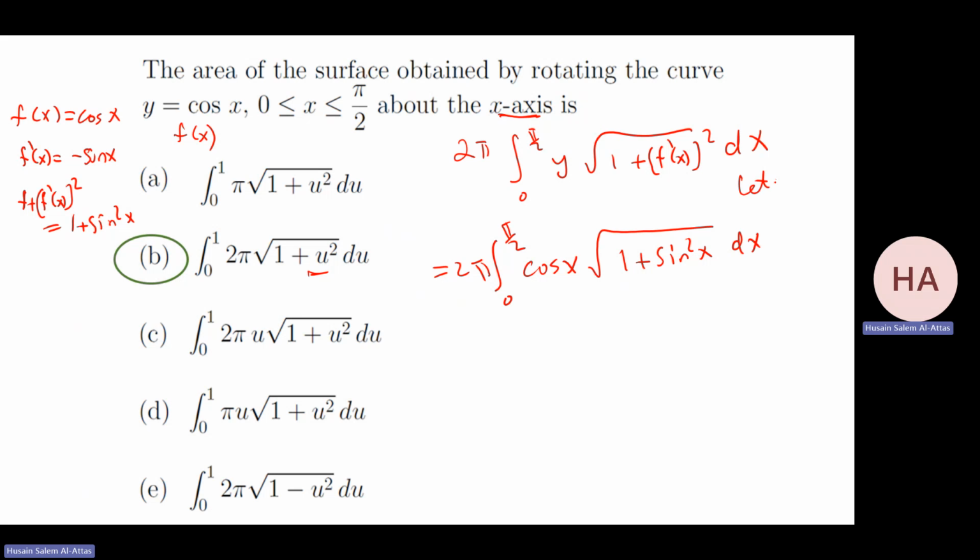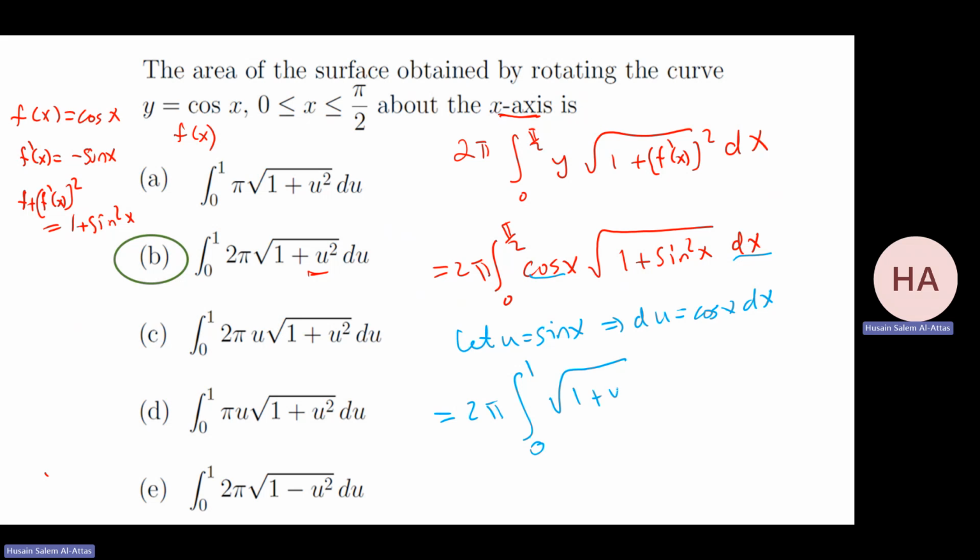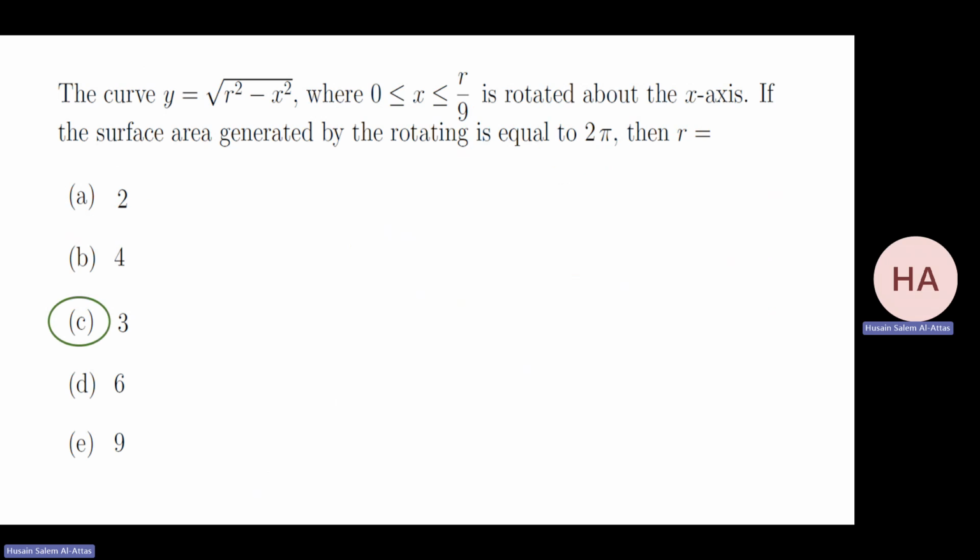Now, if I let u equal sine x, then this integral will be what? 2 pi. I have du equal cosine x dx. 2 pi from where to where? Sine 0 is 0, and this is 1. This one will be du, and I have square root 1 plus u square du. Which is this one. Also, for this one I need section 8.4 to do the integral. But now I reach the final answer.